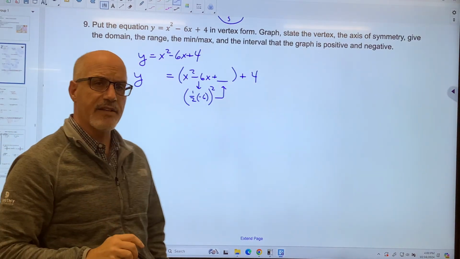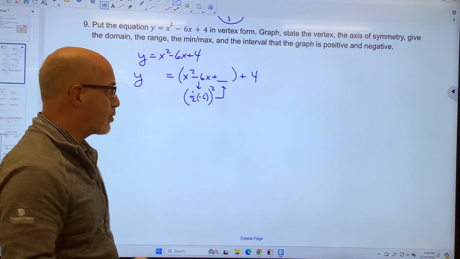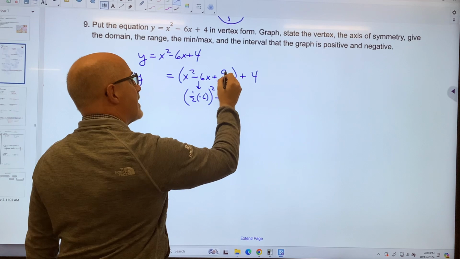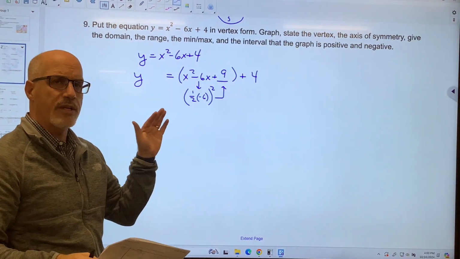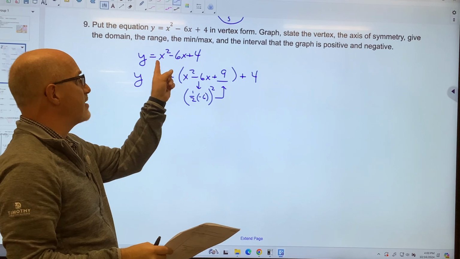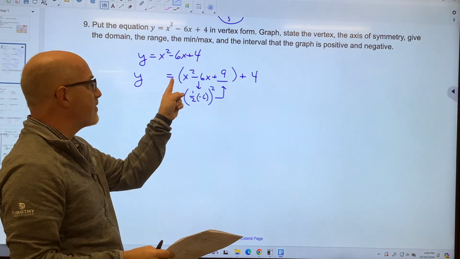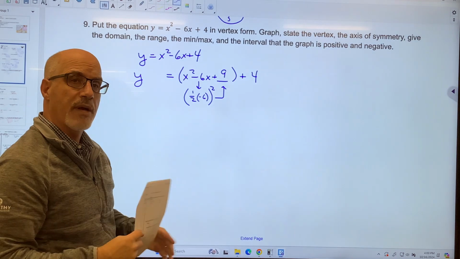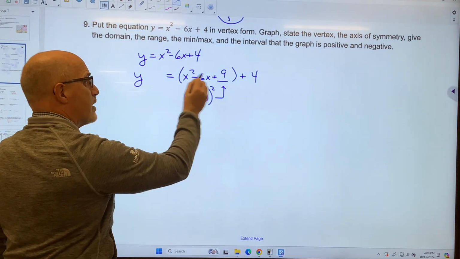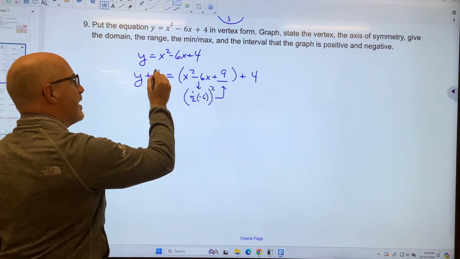So half of negative 6 is negative 3, squared is equal to 9. Now here, if we had a number factored out in front, which we don't here, part of the process is if you factor out a number, you'd have to take whatever number is there times that 9 to see what you multiply on both sides. Here it's just 1 times 9 is equal to 9.